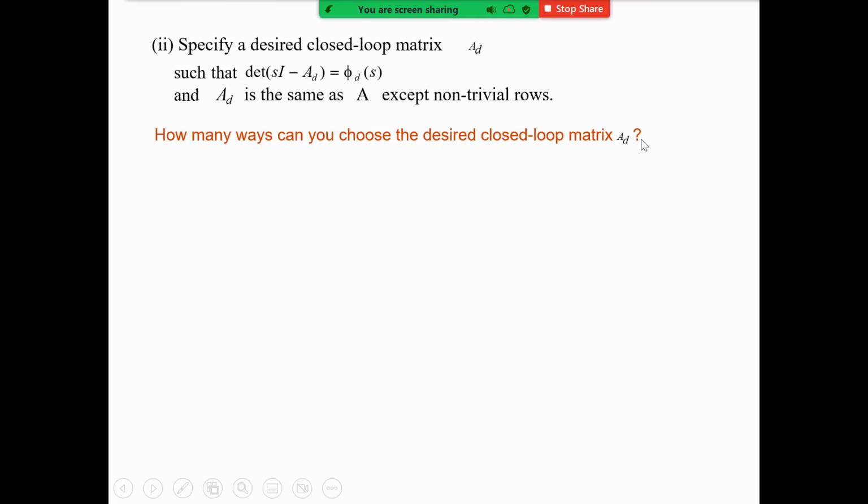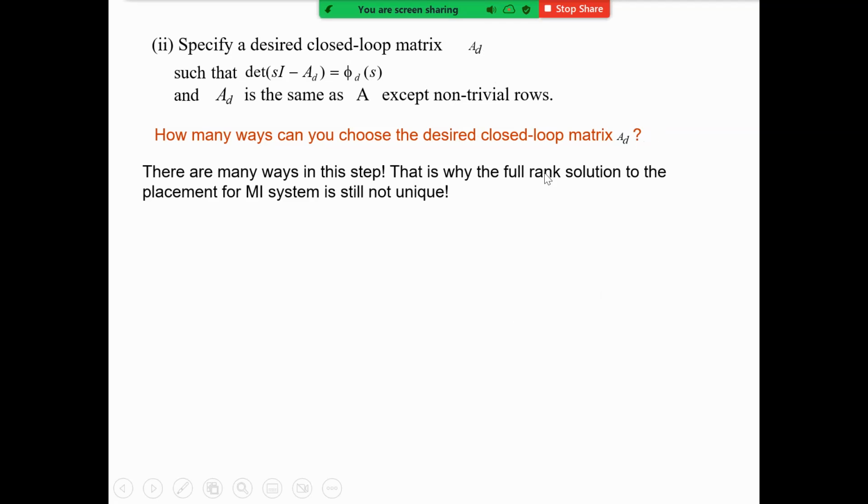So here is the key point. How many ways can you choose the desired closed loop matrix, the desired controllable canonical form? How many ways can you construct? Is there only one? Sorry, there are multiple of them. It depends upon how you construct the subsystem. I showed that in my lecture notes. There are many ways.